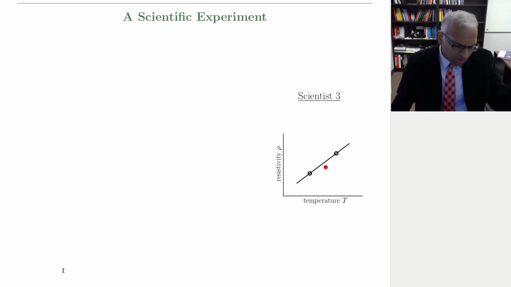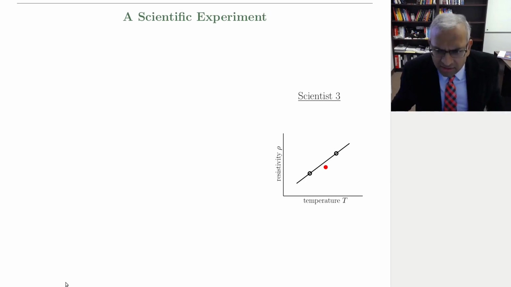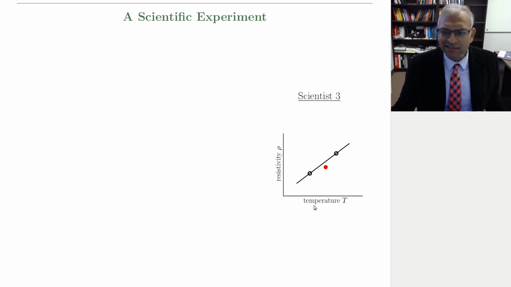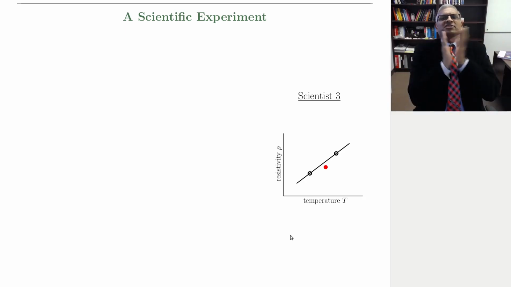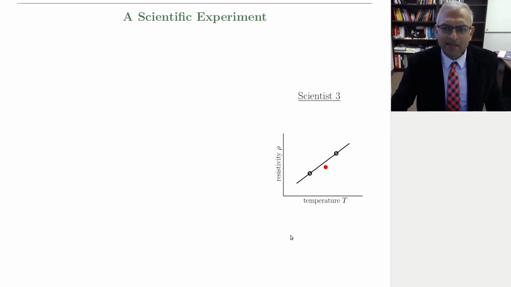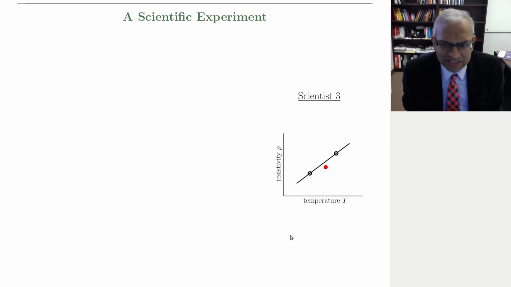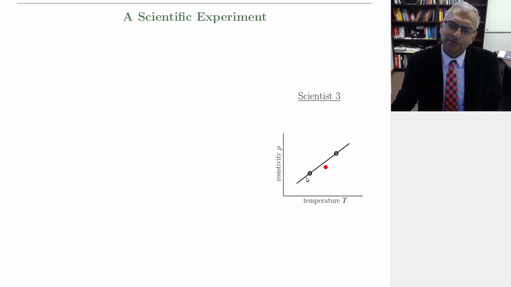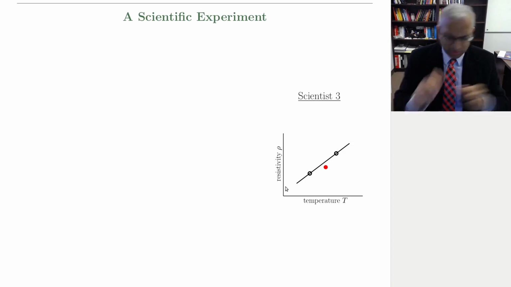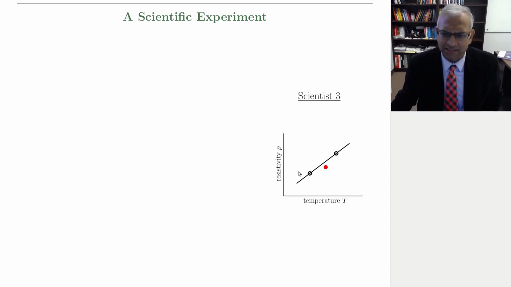Now, there's this physical theory, and we postulate that the resistivity of a metal is linear in the temperature T. So that's what the physical theory postulates. We send out our scientists to investigate. Scientist 3 comes back with very careful measurements, has collected the resistivity for 3 temperatures, and finds that they're almost on a line.